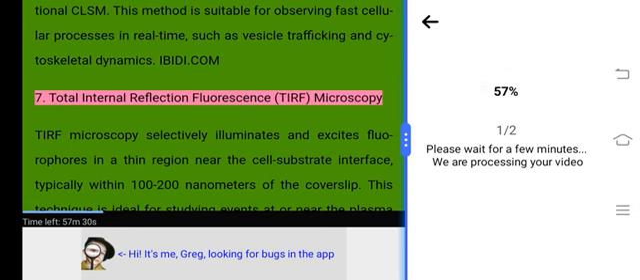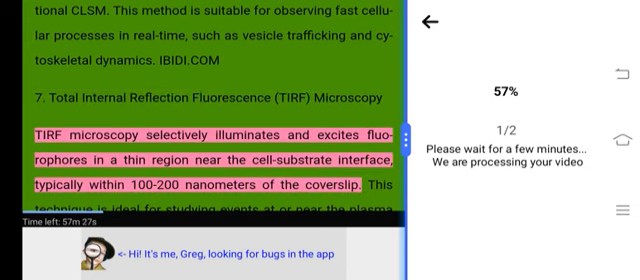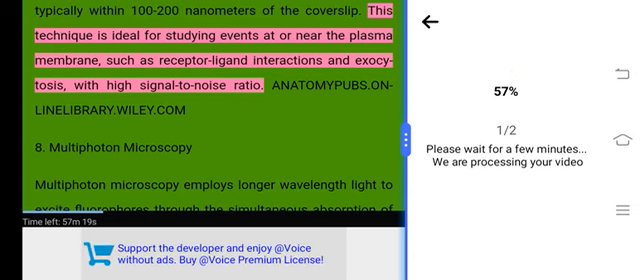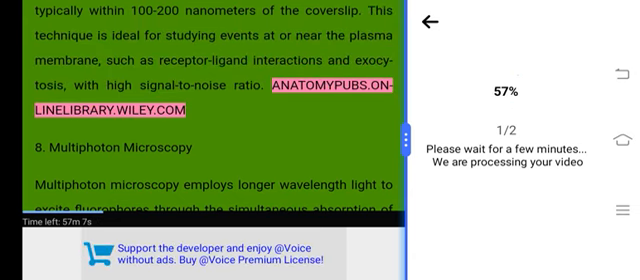7. Total internal reflection fluorescence, TIRF, microscopy. TIRF microscopy selectively illuminates and excites fluorophores in a thin region near the cell-substrate interface, typically within 100 to 200 nanometers of the cover slip. This technique is ideal for studying events that are near the plasma membrane, such as receptor-ligand interactions and exocytosis, with high signal-to-noise ratio. ANATOMYPUBS. Online library.